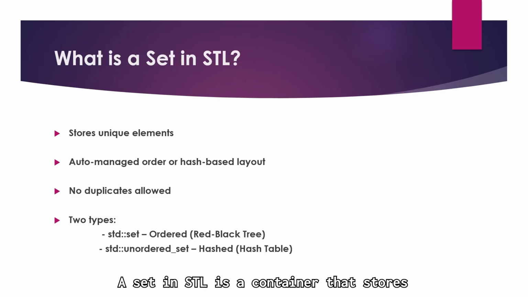A set in STL is a container that stores only unique elements. That's the key idea. If you try to insert a duplicate, it will be silently rejected. The main use of a set is when you want to filter out duplicates, search efficiently, or maintain a sorted structure. There are two kinds, the ordered set, which automatically keeps its elements in sorted order using a red-black tree, and the unordered set, which uses a hash table and provides constant time average access. We will be focusing on both in this session.